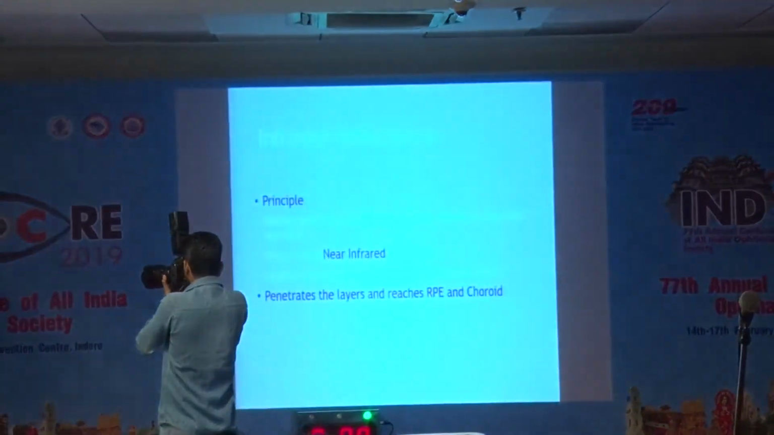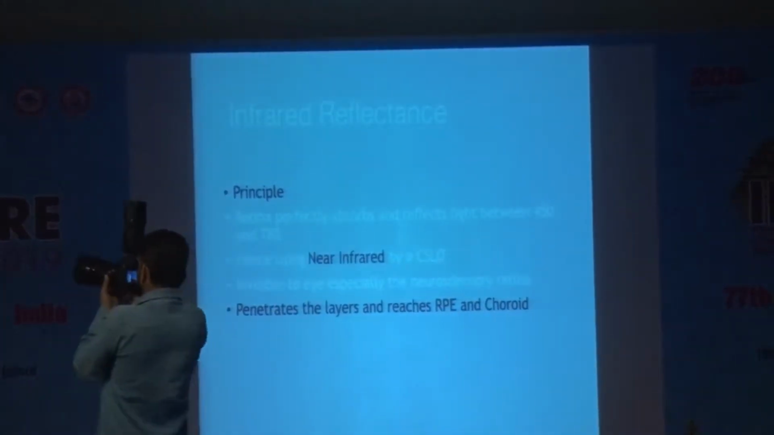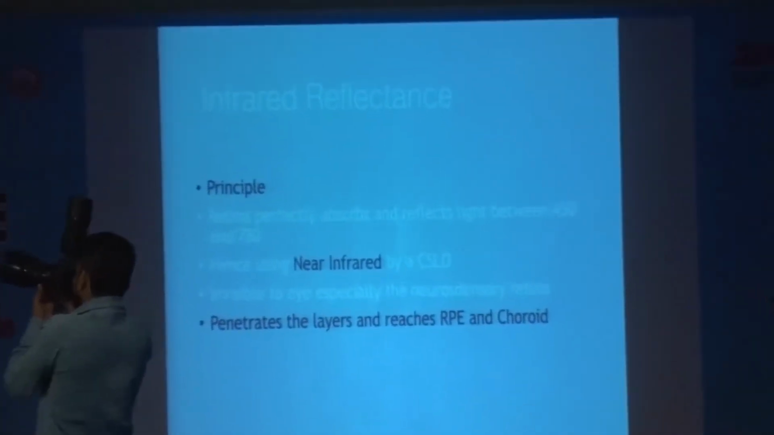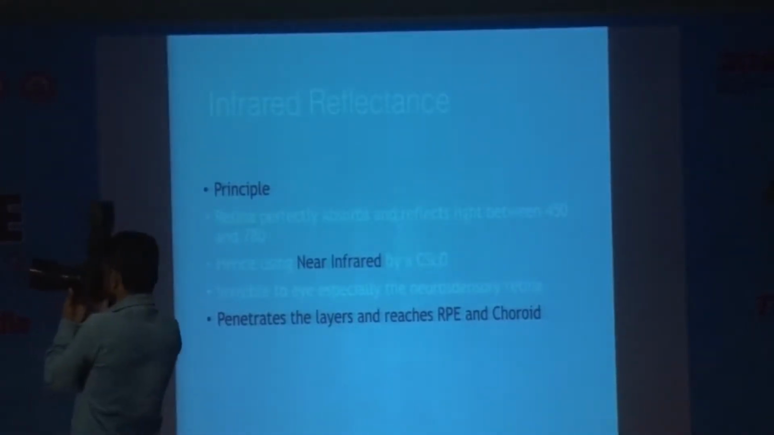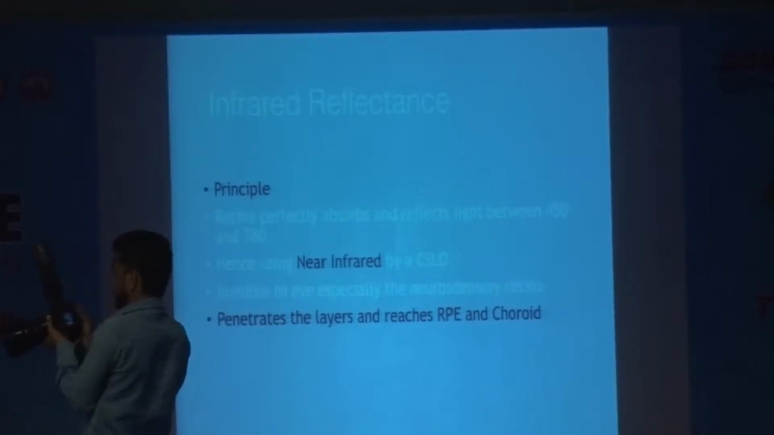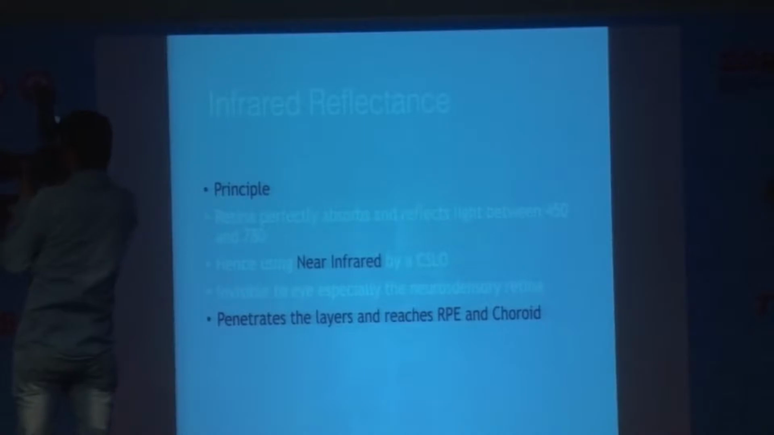So basically, an infrared reflectance image is taken by throwing infrared light onto the retina and taking an image. So why infrared light? Infrared light penetrates the neurosensory retina and reaches the RPE and the choroid with much more precision. So the subretinal features are very well made out. Infrared light is normally coupled with a confocal scanning laser ophthalmoscope. That's why we see a high quality image with great precision.